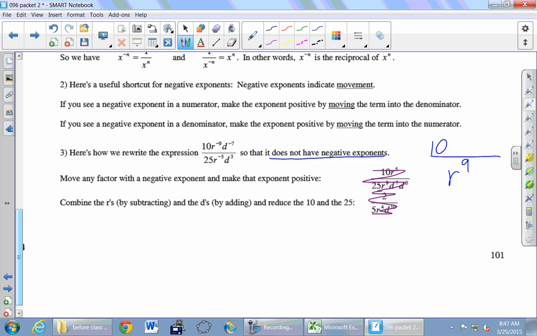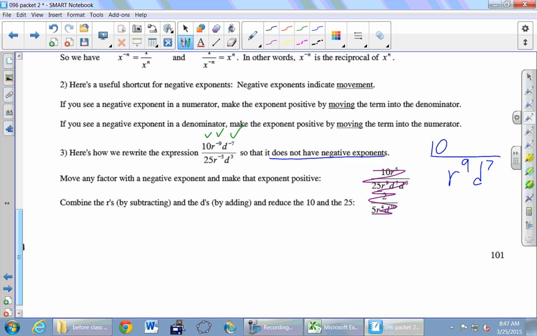Continuing on top, I'll just put little check marks here. We've dealt with those two factors, the 10 and the r to the negative 9. The next one is the d to the negative 7. It has a negative exponent, so we move it. Where do we move it? To the bottom, and we make it d to the positive 7. Everybody see that? A negative exponent tells you to move it to the other spot. If it's on top, you move it to the bottom. If it's on the bottom, we'll see right now, we move it to the top.